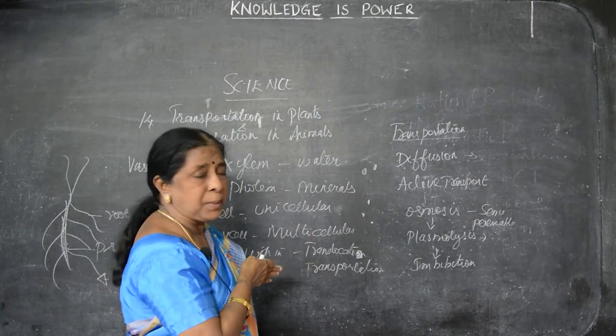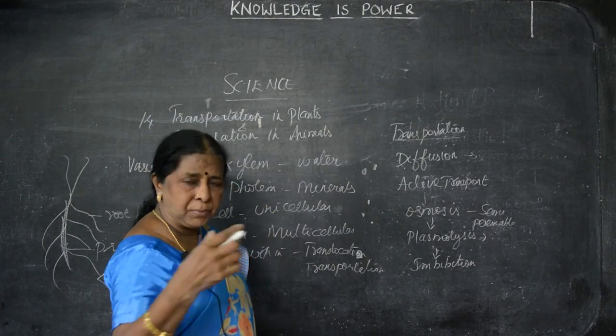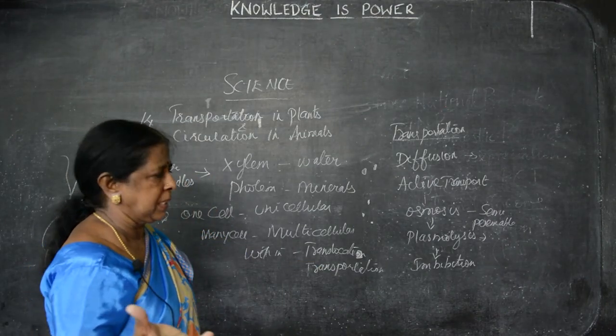So in plasmolysis, what do we see? A very turgid cell, when it is taken out of the water and kept in the hypertonic solution, loses its capacity of retaining water.